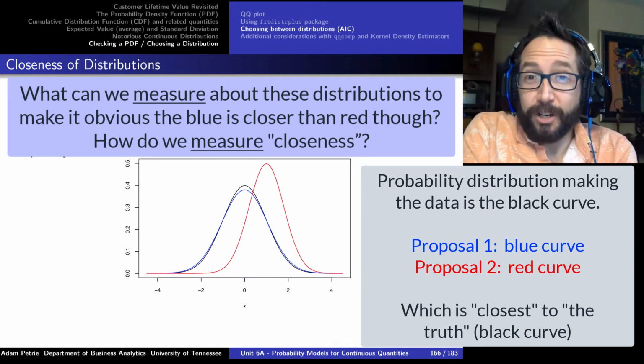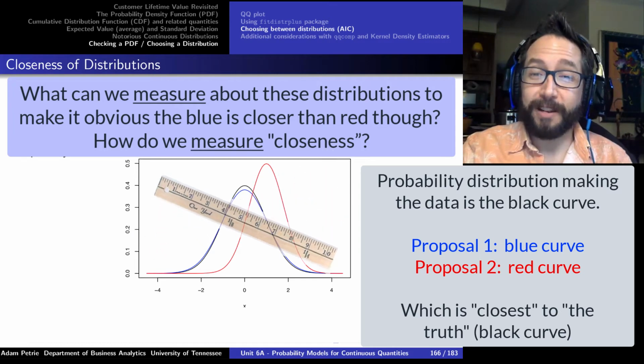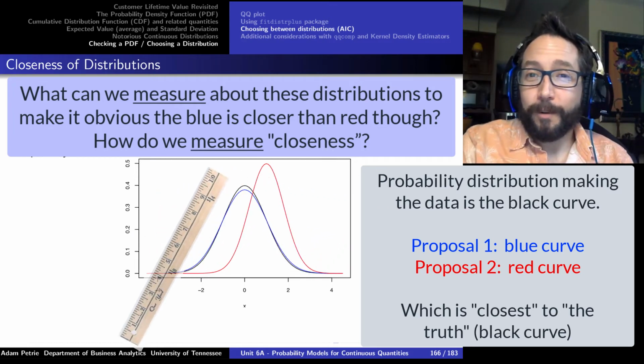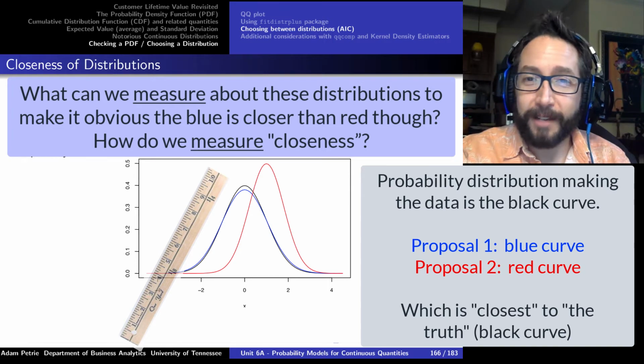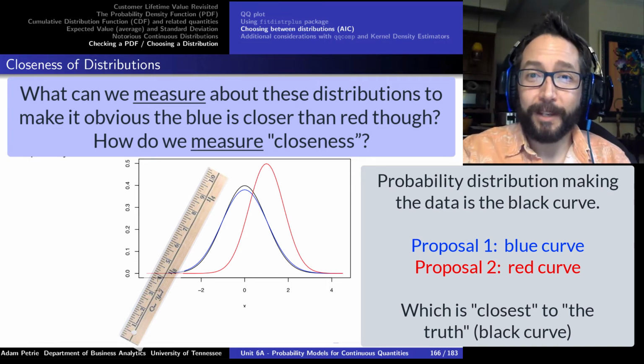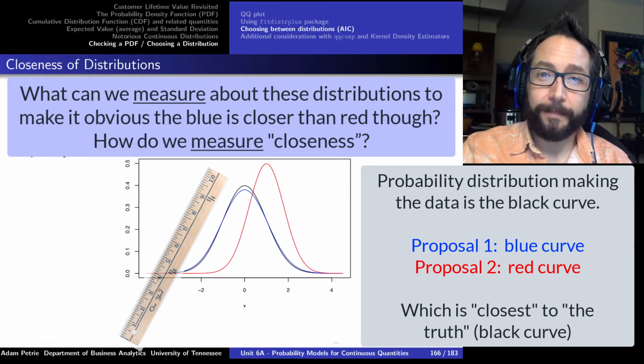In general, we don't actually know what the true distribution is that's generating our data, that black curve. So given the blue curve, the red curve, and some data, how can we really tell which is the better distribution to use?